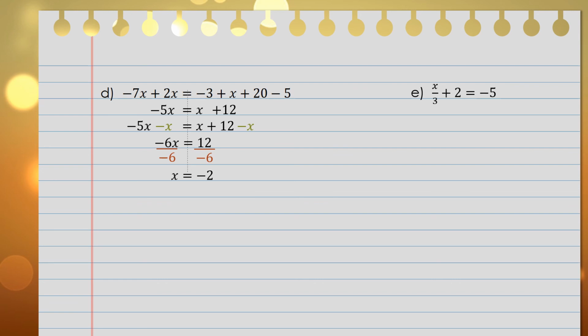For E, we have x over 3 plus 2 equals negative 5. Again, this case is going to be your try it problem. Hopefully you found x to equal negative 21.